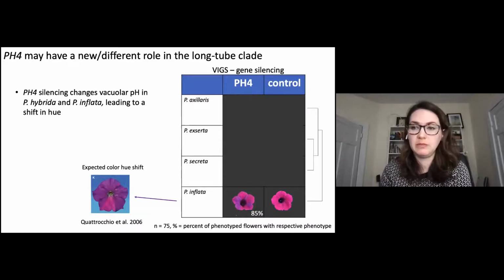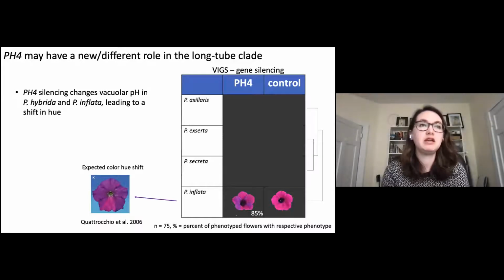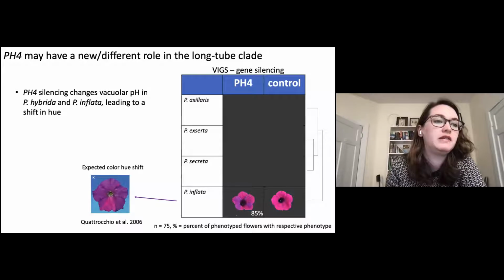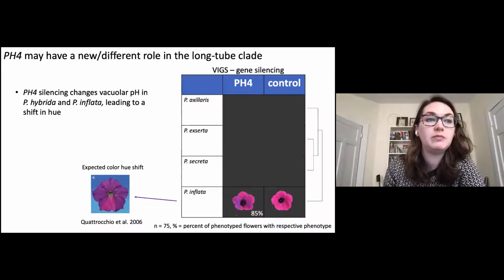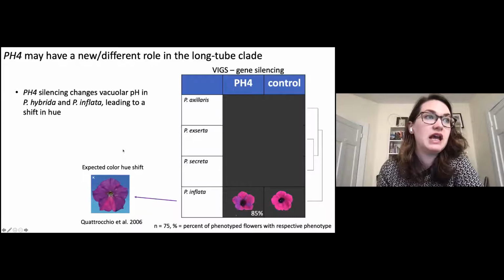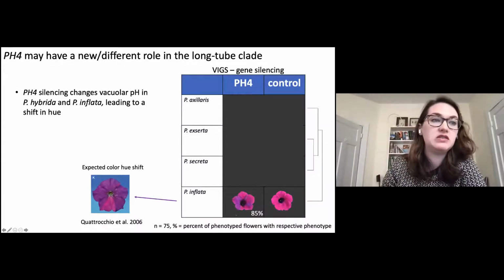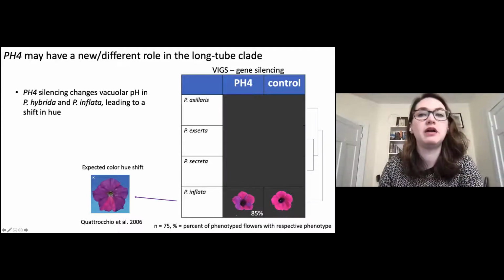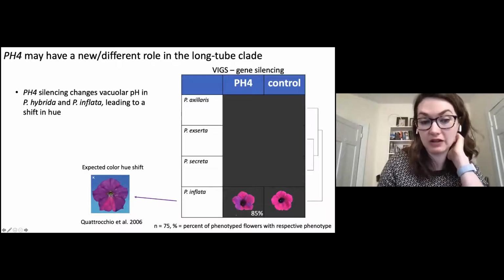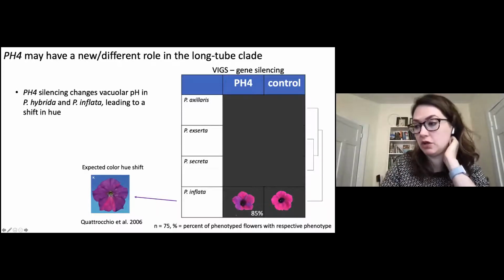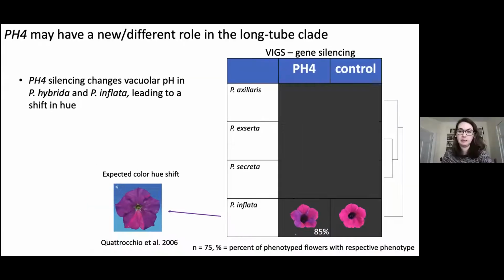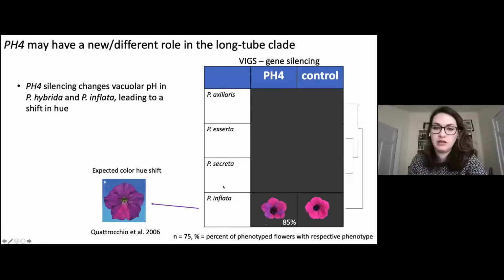Now, getting back to pH4, this one was a little bit surprising in terms of our results. As we know from really lovely work from Francesca Quattrocchio, as well as Ronald, pH4 is a MYB transcription factor, and silencing pH4 in Petunia hybrida, as you can see here on the left, changes the vacuolar pH in the petals, and that leads to a shift in hue. And as you can see here, this is what it looks like in Petunia hybrida. And when we silenced pH4 in Petunia inflata, we see a really similar phenotype where you can see dark blue sectors. So the sectors end up going more basic when you silence pH4. So this is wonderful. We thought, great, we know exactly what to expect for the long tube clade.